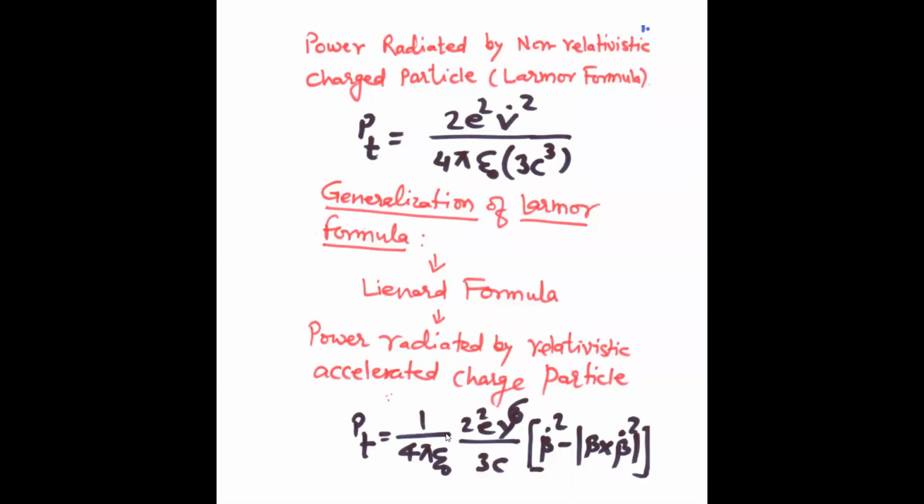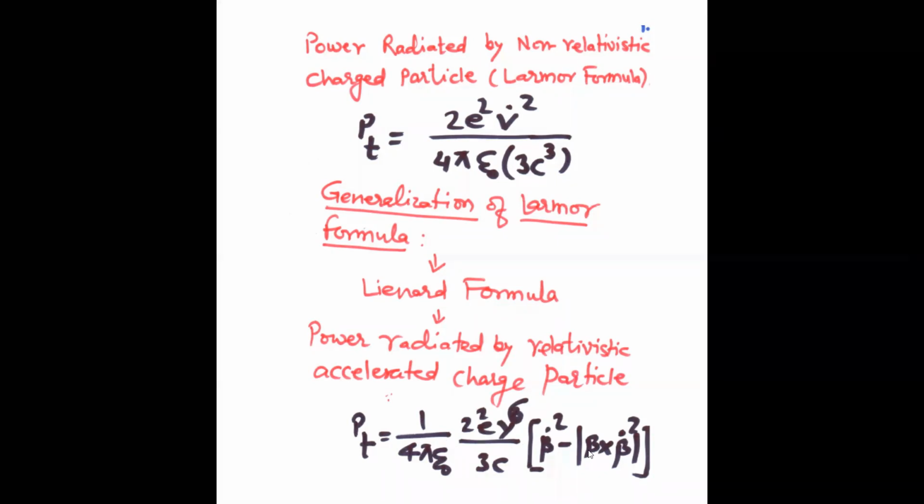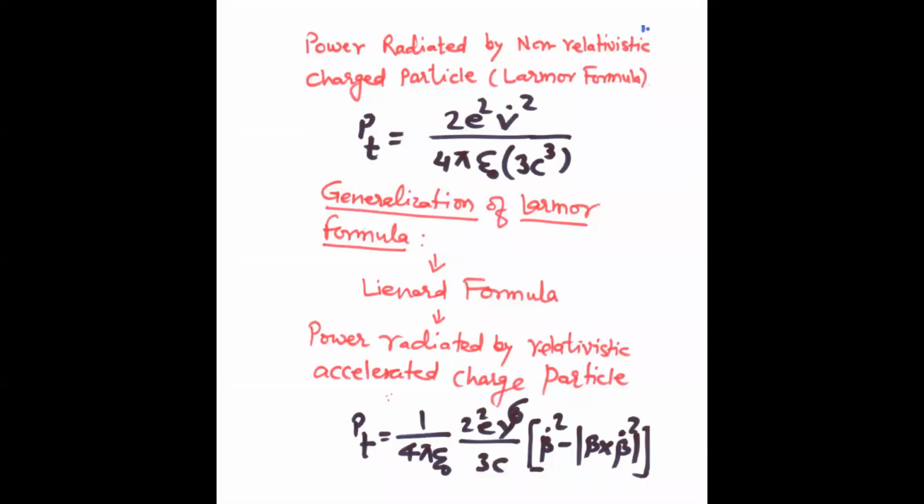The difference you can clearly see in the expression: there is a term here, beta dot, beta, and in this expression there is no beta. Beta, that is v by c, is basically relative velocity. So there is no relative velocity term here, because it is especially for the non-relativistic case. And here there is a beta. So when you generalize this Larmor formula for the relativistic case, you finally get the Liénard expression for power radiated by an accelerated charged particle.